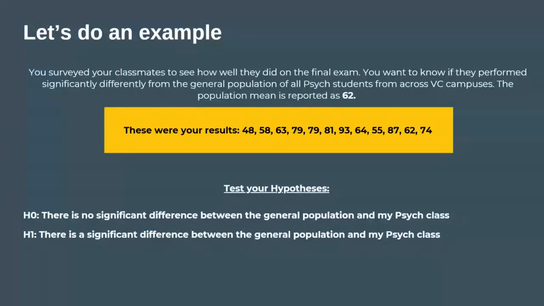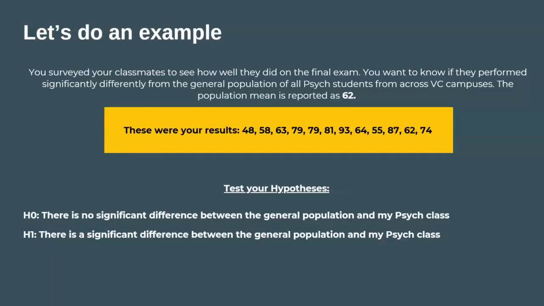Let's say you surveyed your classmates to see how well they did on the final exam. You want to know if they performed significantly differently from the general population of all PSYC students from across BC campuses. And giving it to you on a silver platter, the population mean, the mean for the rest of PSYC students across all campuses, is reported at 62% in this case.